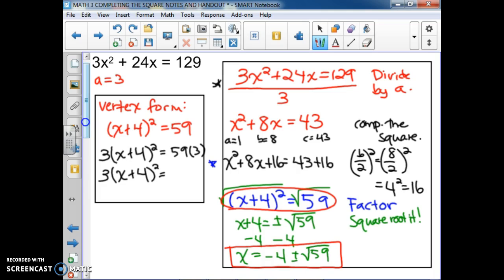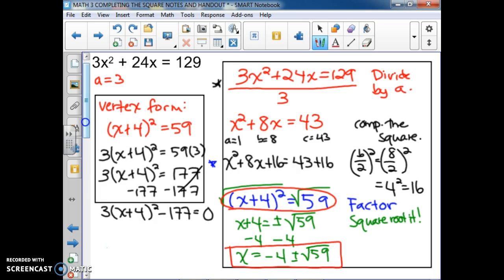You have the a on the outside, then you have x minus h, and then plus k. So all we're doing now is multiplying 59 times 3, and then we're going to move it over to the left so that we can have it in vertex form. So 59 times 3 is 177. And now I'm going to move that to the other side. So I have 3 times x plus 4 squared minus 177 equals 0.